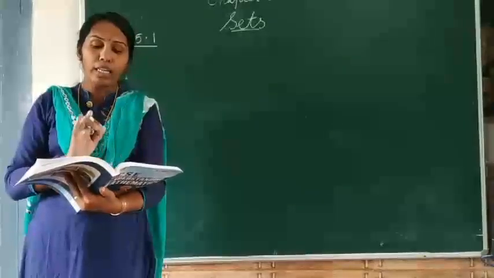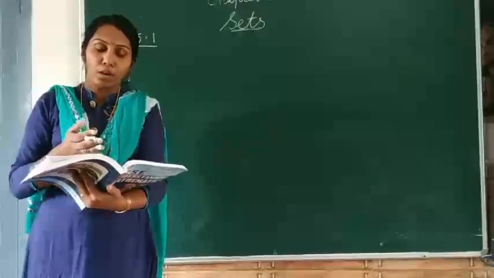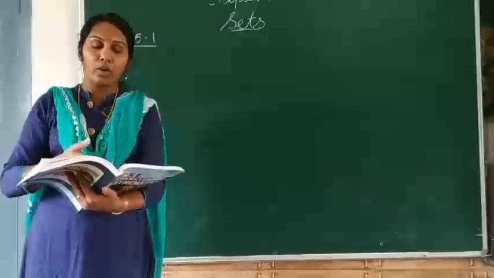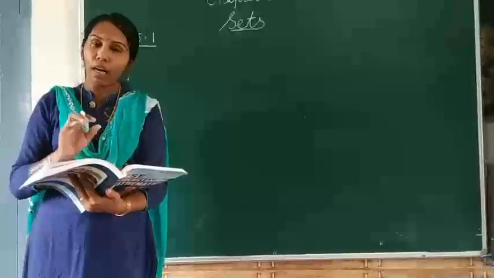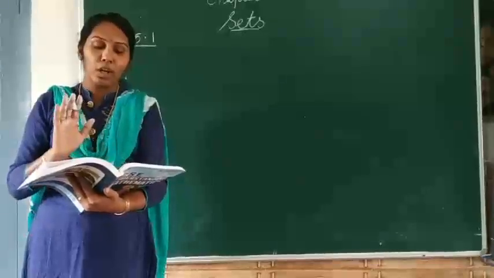Now, 4 colors of a rainbow. It is also not mentioned which 4 colors or any other property of the colors. It is simply given that 4 colors of a rainbow. Therefore, that is also not a set.